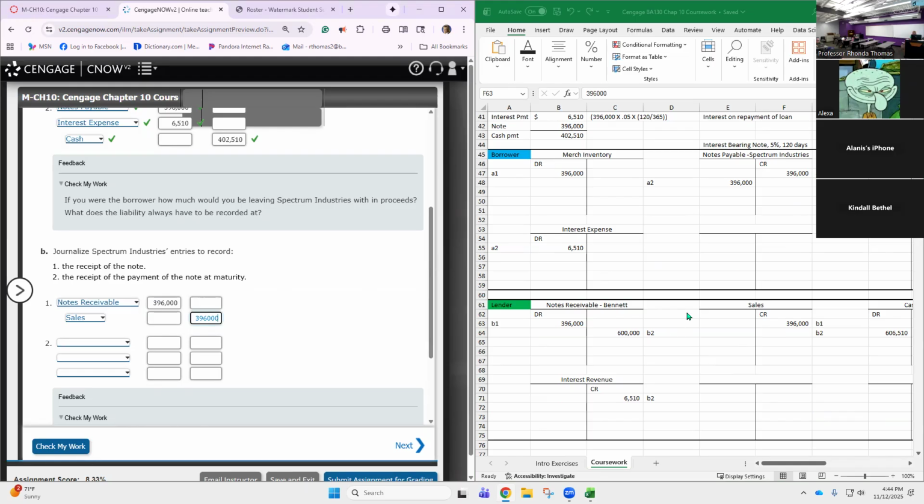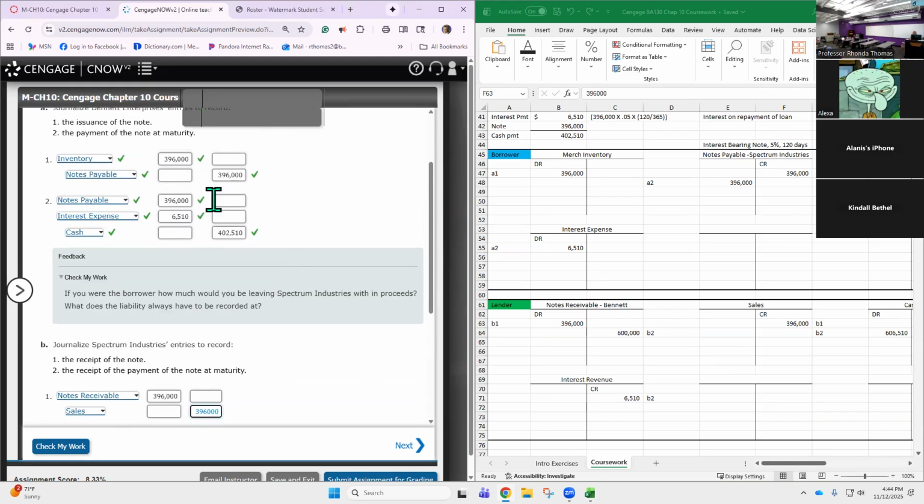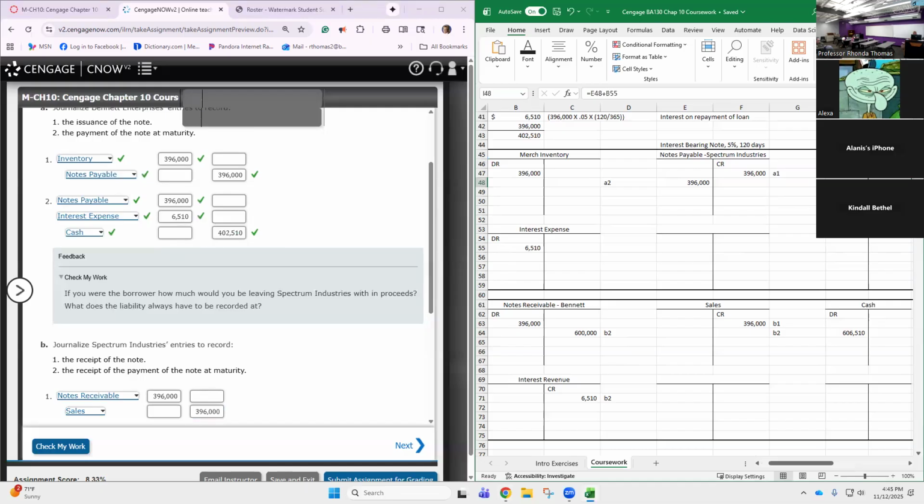Okay. And now we are going to receive what they're going to pay us back. So 120 days has passed. So how much cash are we sending out? We are sending out to the lender $402,510. Okay, so they're going to get the cash. So we showed the cash going down from the borrower to pay it back. And then this is the lender receiving that cash in B2.